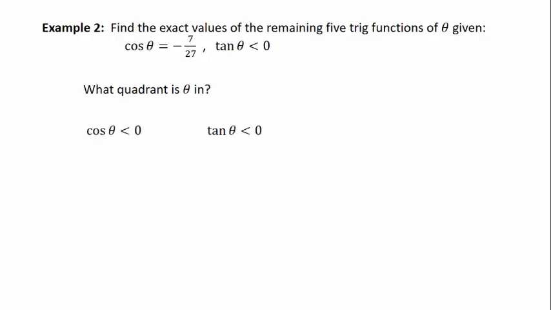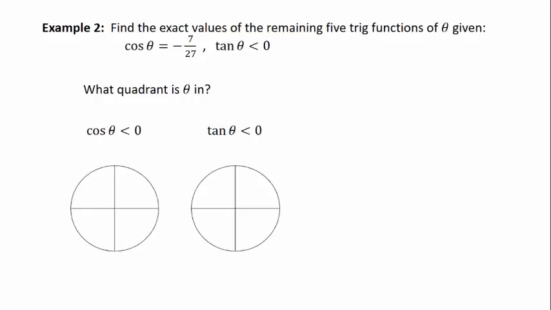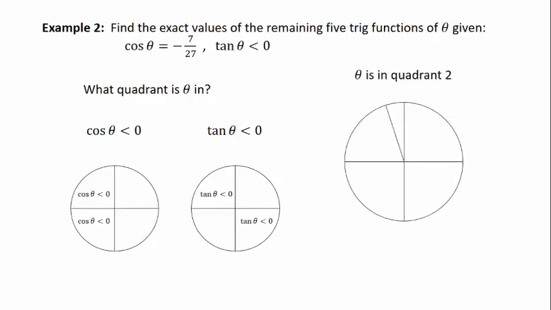So using the fact that cosine of theta and tangent of theta are both negative, I'm going to draw some little circles here and write in some information. Okay, so cosine of theta is negative in quadrants 2 and 3. And then we also know that tangent of theta is negative in quadrants 2 and 4. Now the only way to get both criteria to be true is if theta lives in quadrant 2. So here's a nice circle where my theta is right there.